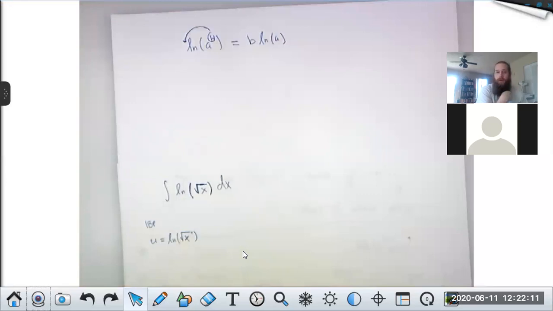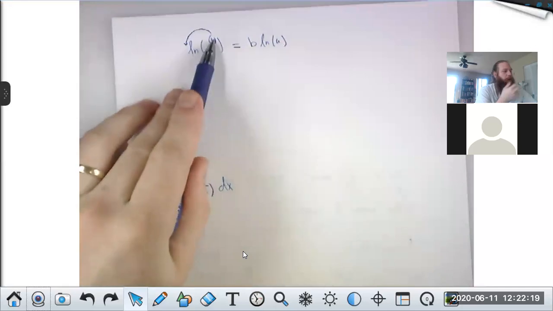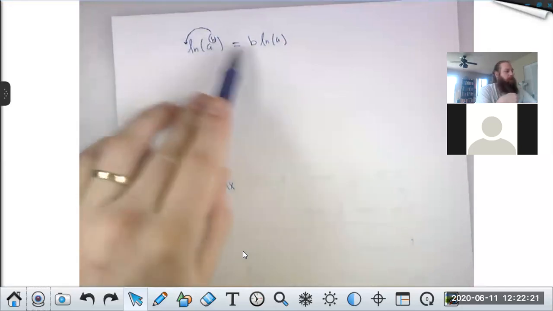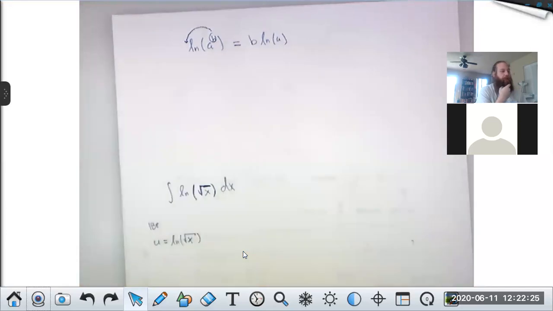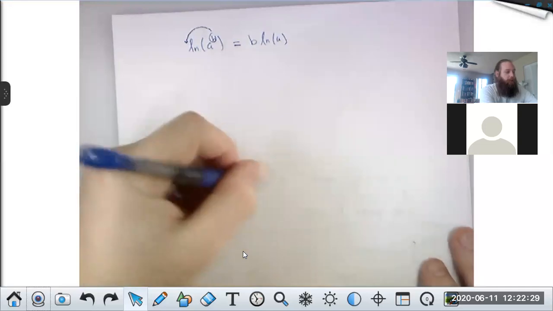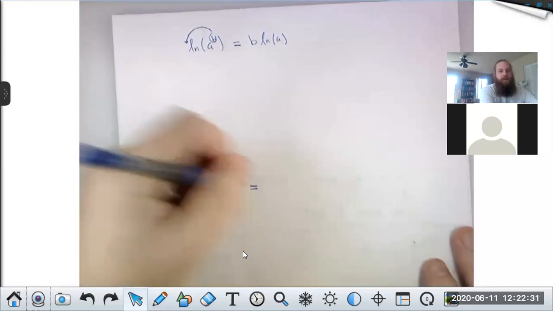That's true. But when it comes to just algebraically manipulating log expressions, if you have a log of some number raised to a power, that's the same as that power out front times the log. Oh, okay. I was overthinking this. It's okay. So if we wanted to, we could write it as 1/2 ln of x.